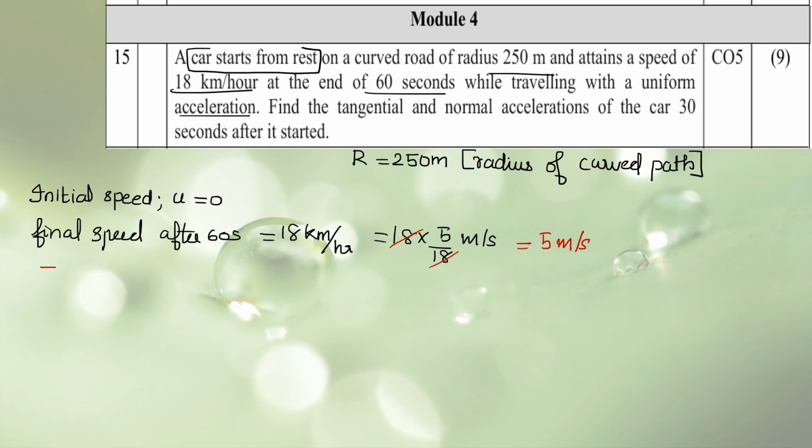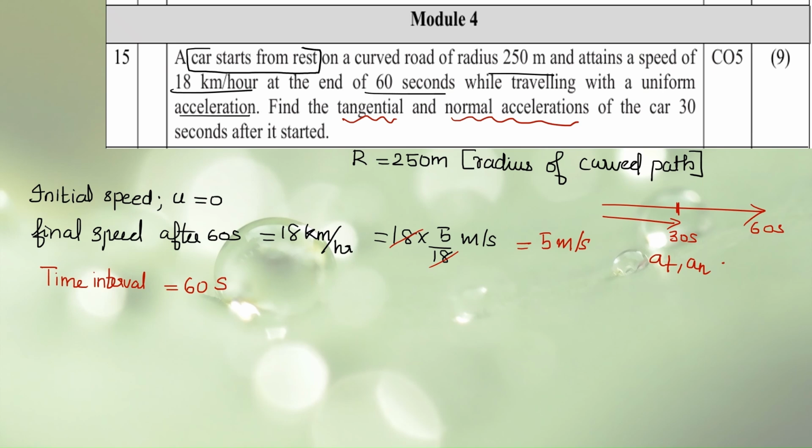So what is the time interval? Time interval t is 60 seconds. They asked us to find out the tangential acceleration and normal acceleration of the car 30 seconds after it started. So the total is 60 seconds, but we need tangential and normal acceleration at 30 seconds. And for the calculation purpose, the time we need is 30 seconds. So we can find out the tangential acceleration.